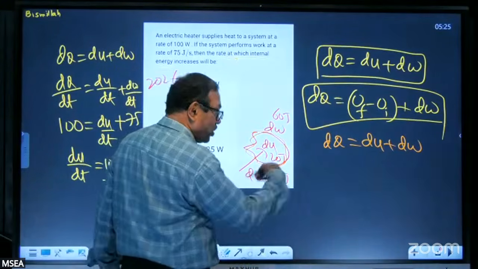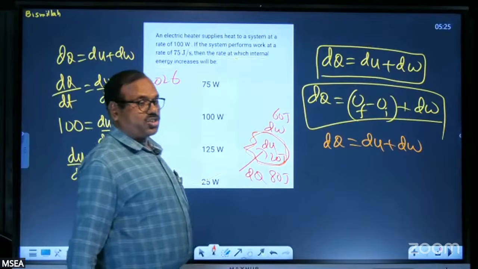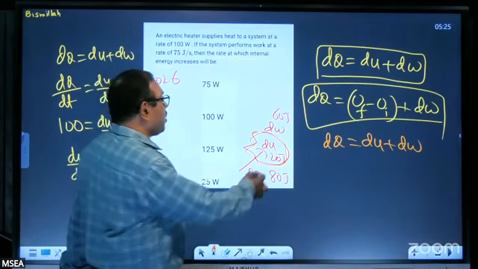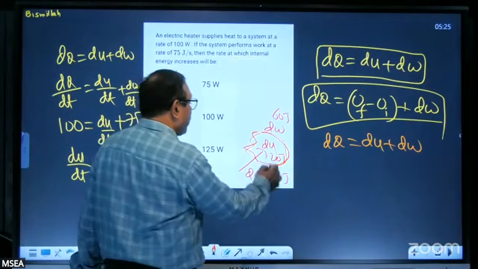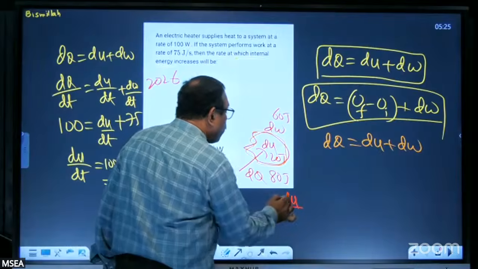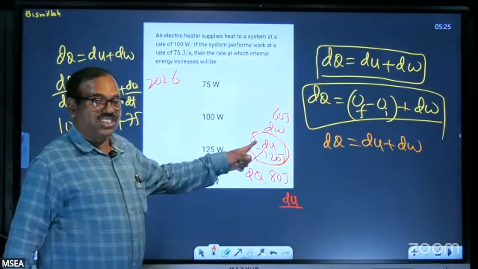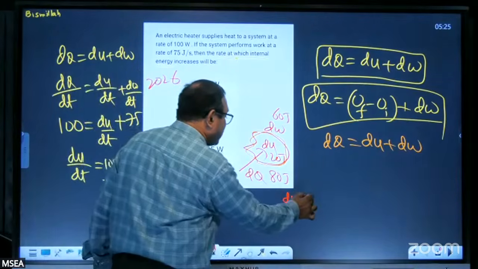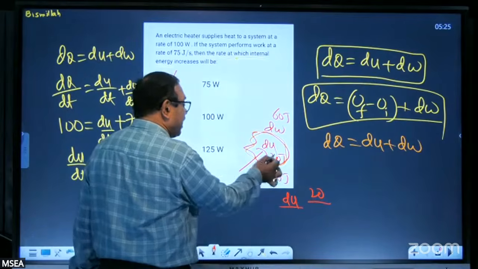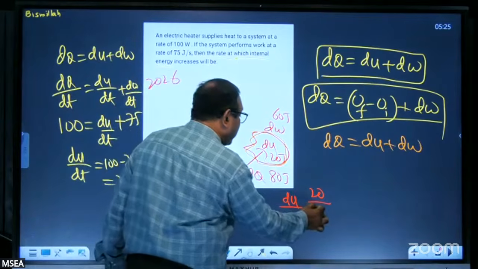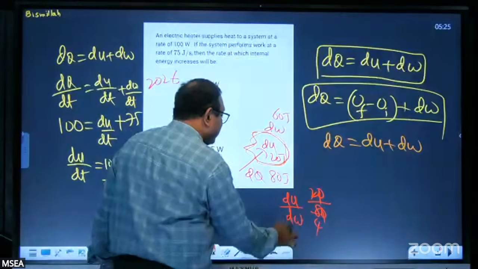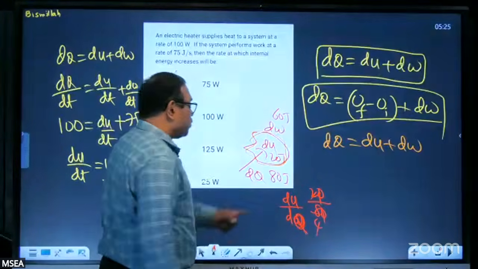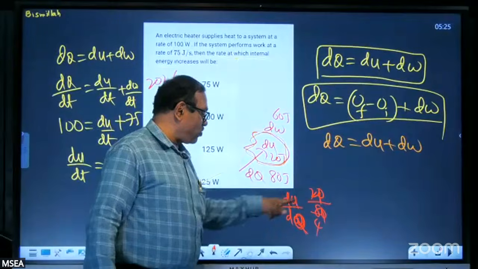So let us take 80 joules. If I am taking 20 joules utilized to increase its internal energy, and the remaining 60 to do the external work. For example, what fraction of the heat goes to internal energy? Out of 80, how much increase in internal energy? 20. Therefore, 20 by 80. This we call du by dq, where dq is 80 and du is 20.